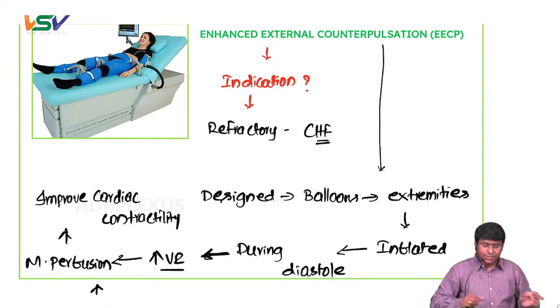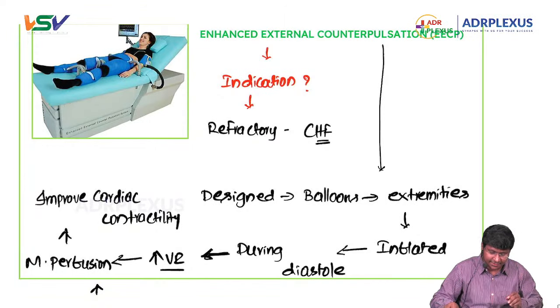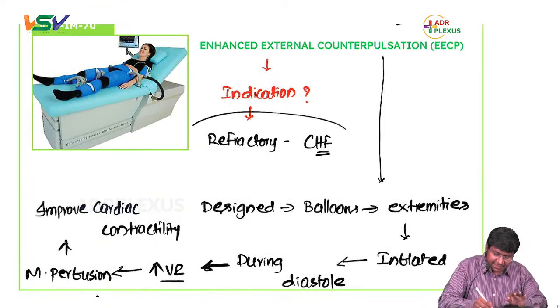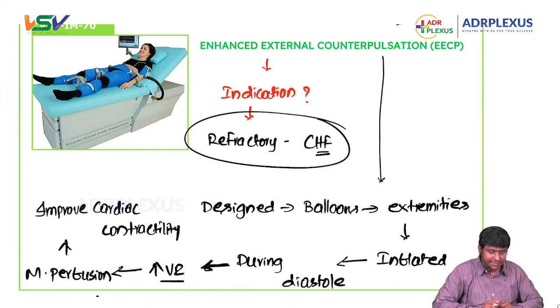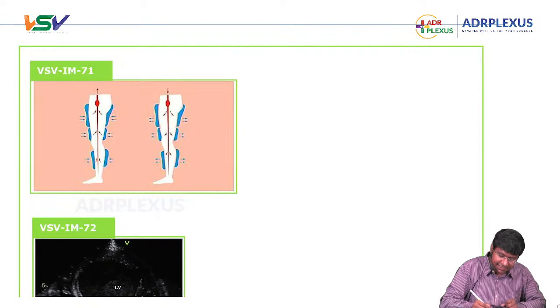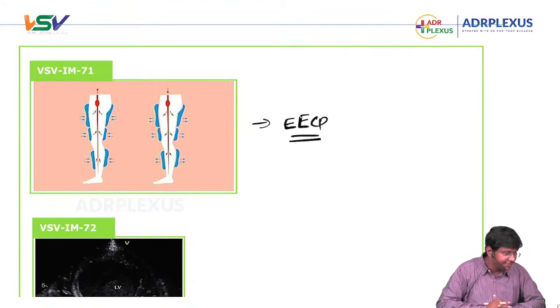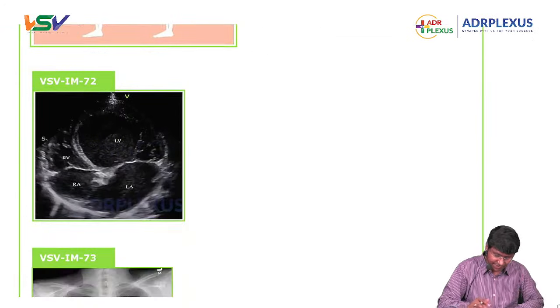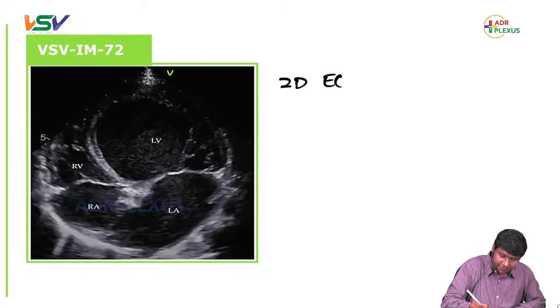Okay, so this is about your ECP, enhanced external counterpulsation technique. That means a patient who is not responding to medical management, then we place this ECP in congestive heart failure. The same thing again, ECP. Next, yes. Now this is a 2D echo of one cardiac abnormality.